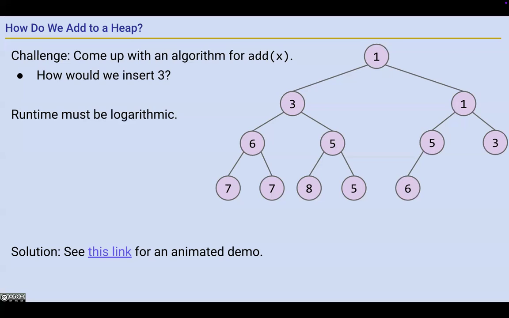So we need to compare stuff. That's another reason we need comparable. And then we compare it to its parent. If it's smaller than its parent, I move it up. As soon as it's no longer smaller than its parent, I stop and it's fixed. Cool. We're good with that one.